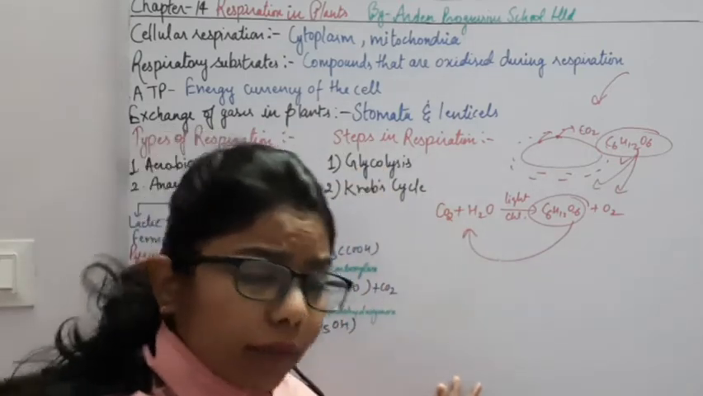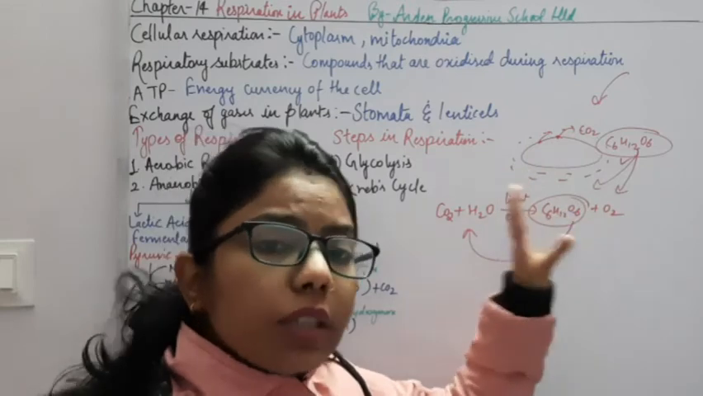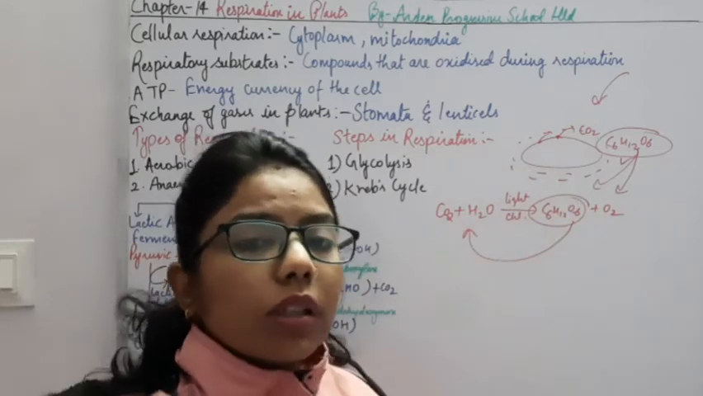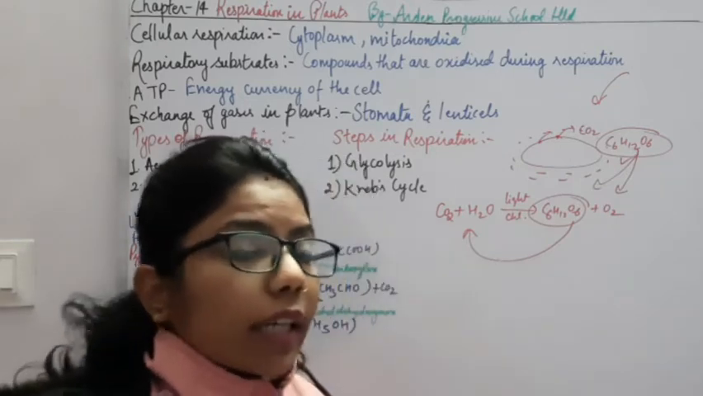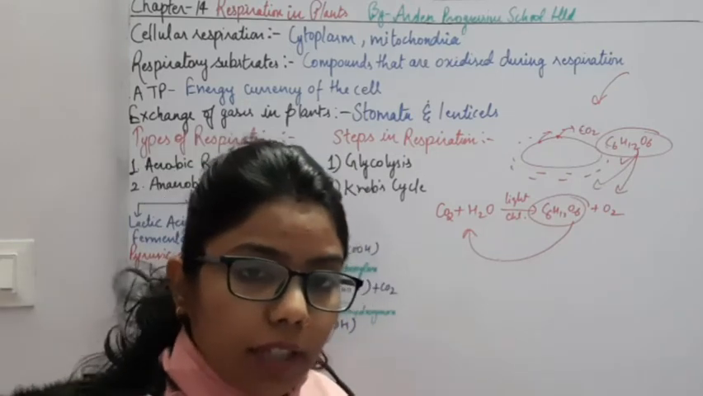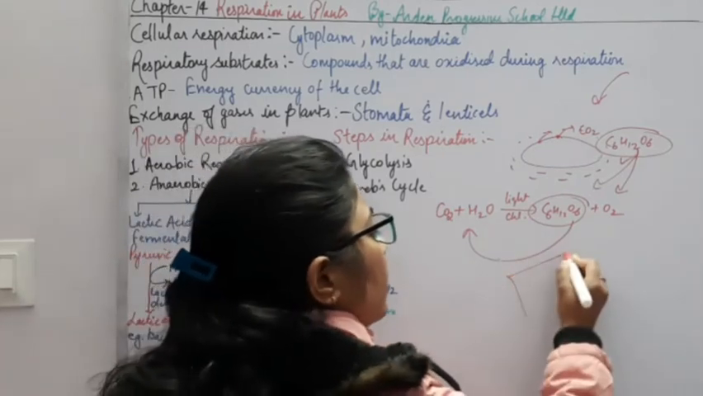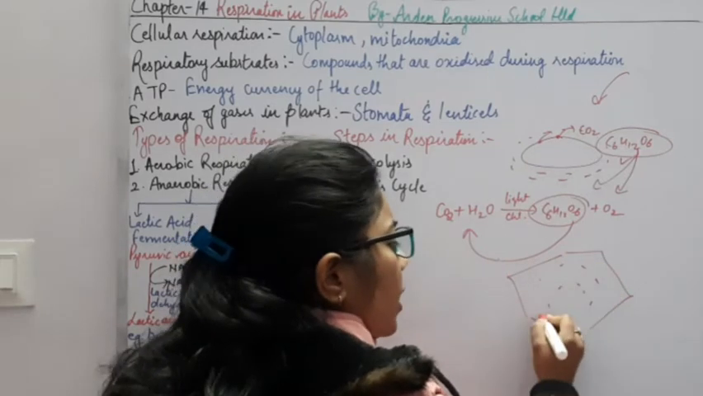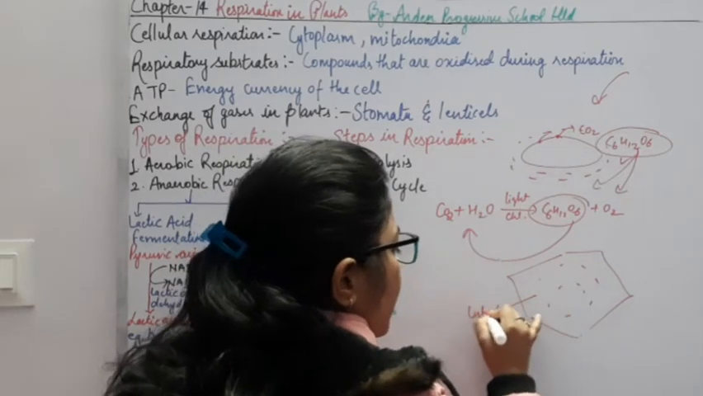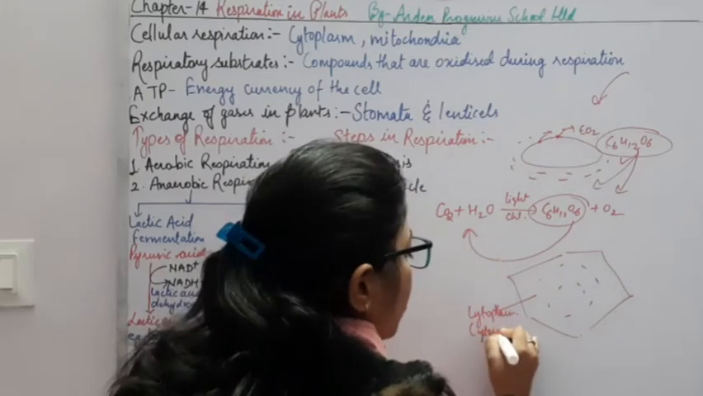Now, when we are talking about photosynthesis, where does it take place? In the mesophyll cells. When we are talking about respiration, where will it take place? It will take place in the cytoplasm as well as the mitochondria. If it is any plant cell, we know that there is a cytoplasm. It is also known as the cytosol, right?